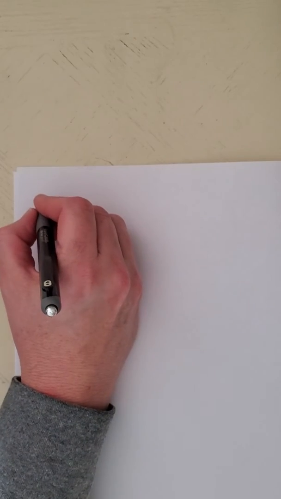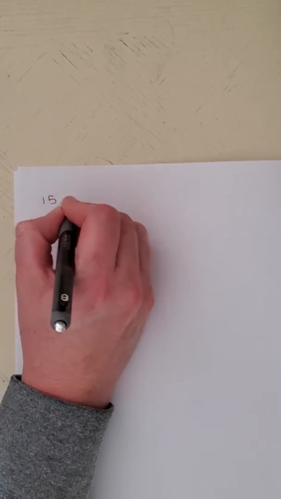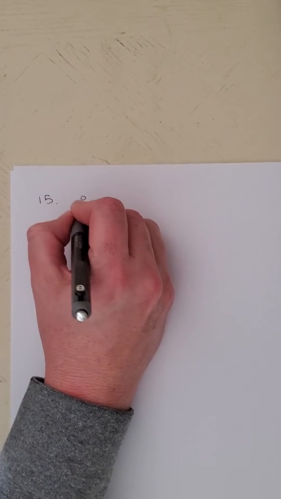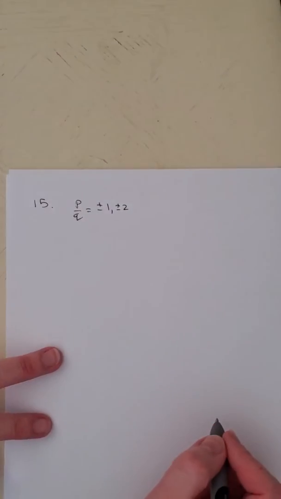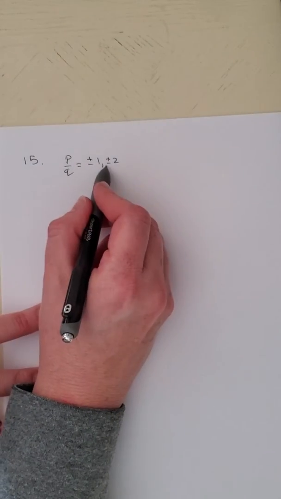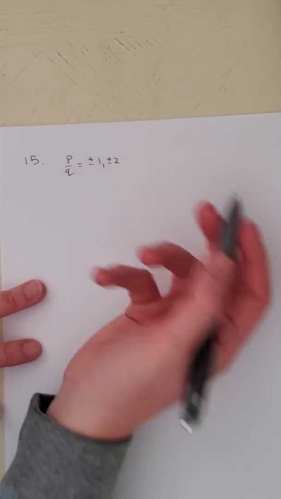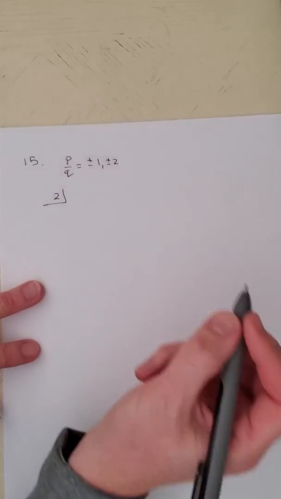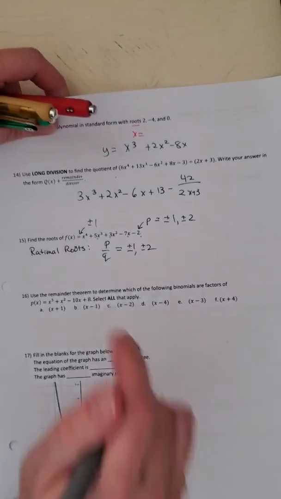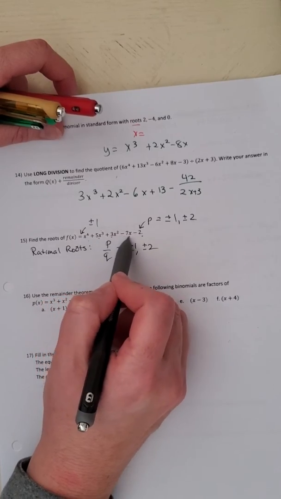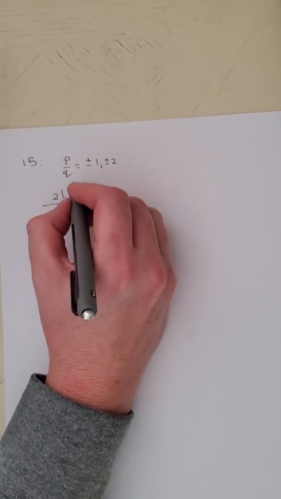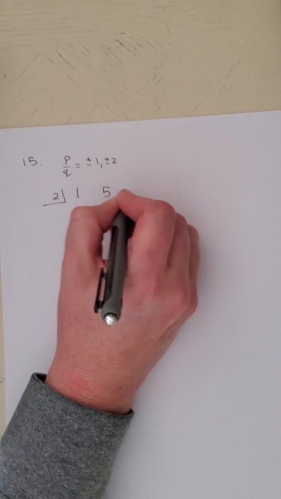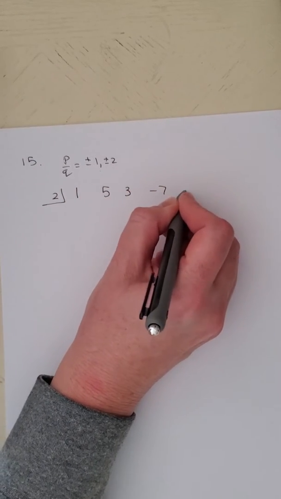Now that we've identified the possible rational roots, we're going to use synthetic division. Our p over q is plus or minus 1 and plus or minus 2. I'll pick 2. When I use synthetic division, remember I only use the coefficients, and you do have to check to make sure no terms are missing. There aren't any missing, so we've got 1, 5, 3, negative 7, and negative 2.